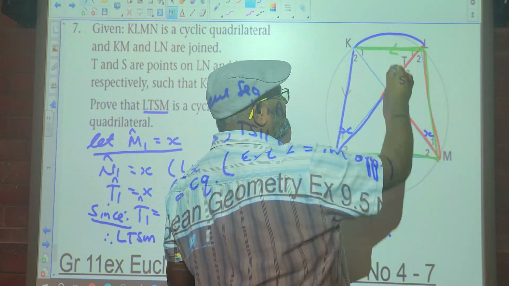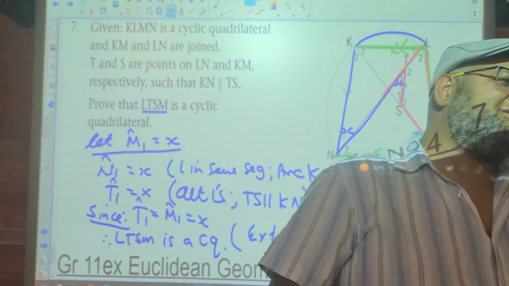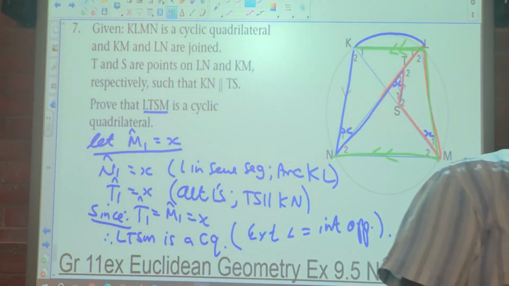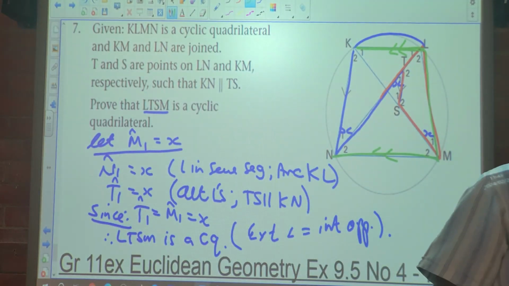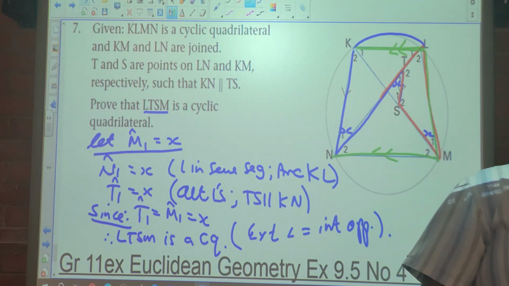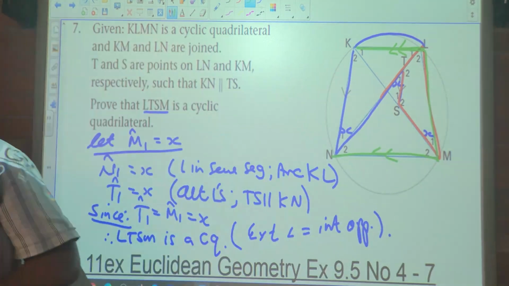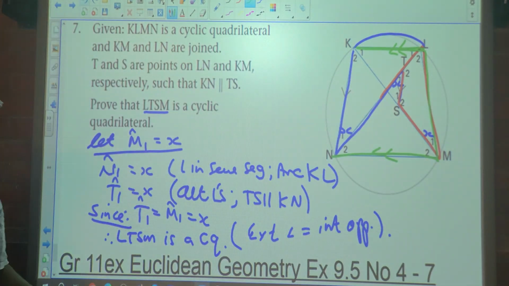But are these lines parallel? How can you use that, my girl? When can you use co-interior? When lines are parallel. When are you going to use alternate? When lines are parallel. When are you going to use the other one? When lines are parallel. You understand? It's only when lines are parallel. Okay. Anything else? Easy, no? Right, so that brings us to the end of exercise 9.2.